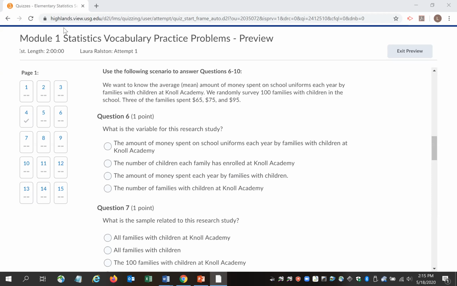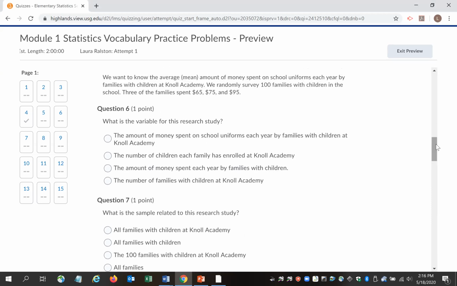The scenario said we want to know the average amount of money spent on school uniforms each year by families with children at Knoll Academy. We randomly survey 100 families with children in the school. 3 of the families spent $65, $75, and $95. Okay, so question 6 asks, what is the variable? So what did you want to know about?